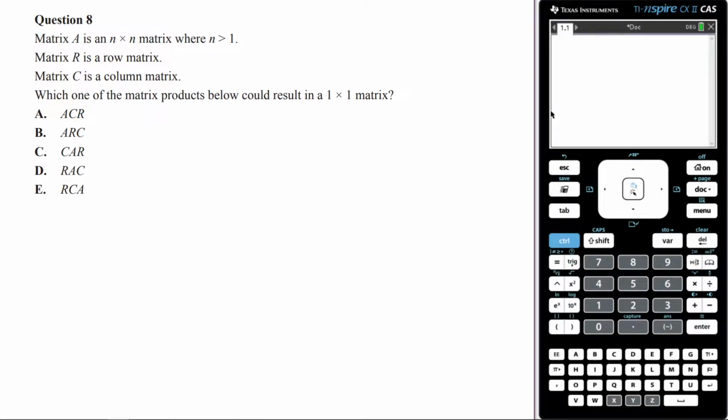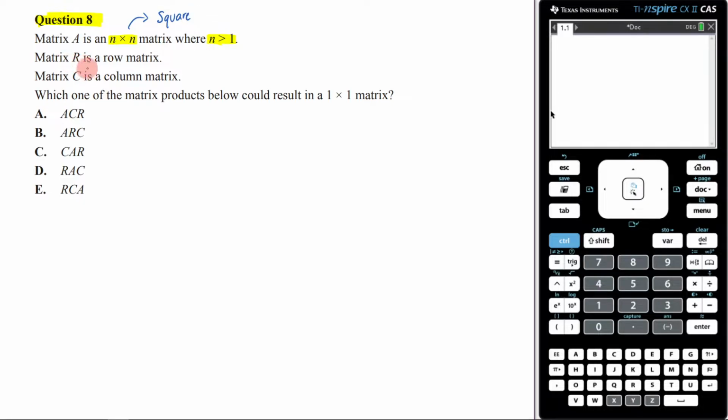All right, let's answer this question here. And this one definitely requires a bit of thinking. So let's put our thinking caps on, everyone. Question 8. Matrix A is an n by n matrix where n is greater than 1. Now, if it's n by n, that means that this thing is a square, doesn't it? It's a square because I have the same number of rows as I do columns.